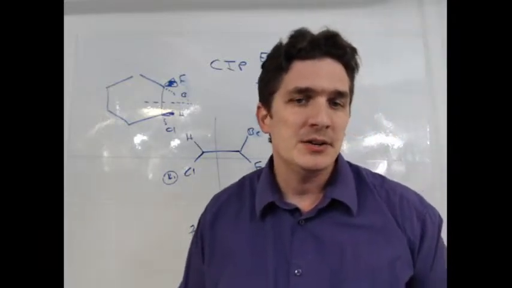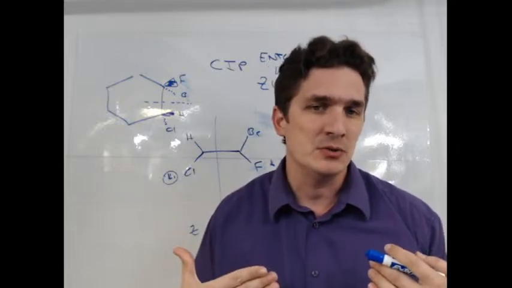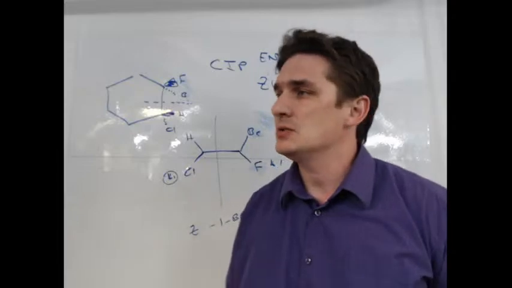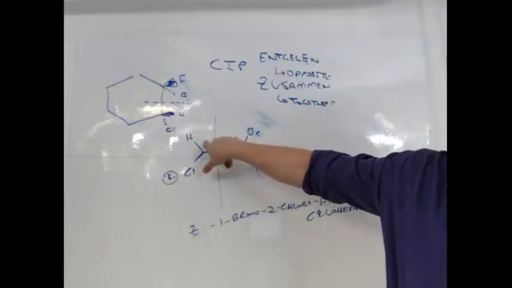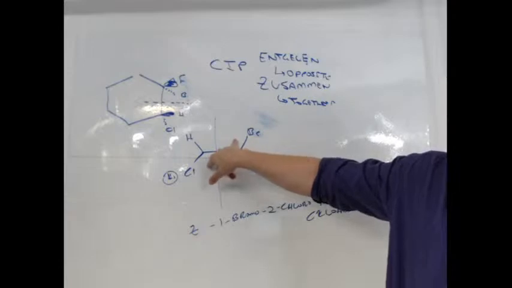But the E and Z here only refers to the proximity of the highest priority groups relative to the plane. So if they're on the same side of the plane, instead of saying cis, we'd say they're Z. If they're on opposite sides of the plane, instead of saying they're trans, we're going to say they're E, entgegen.